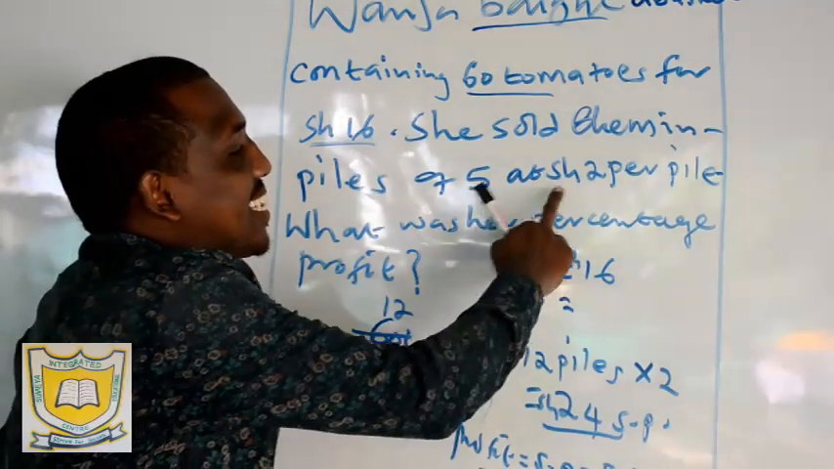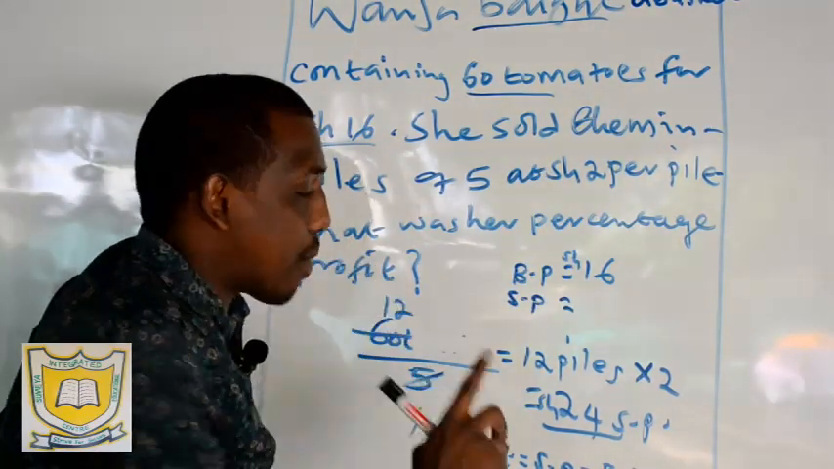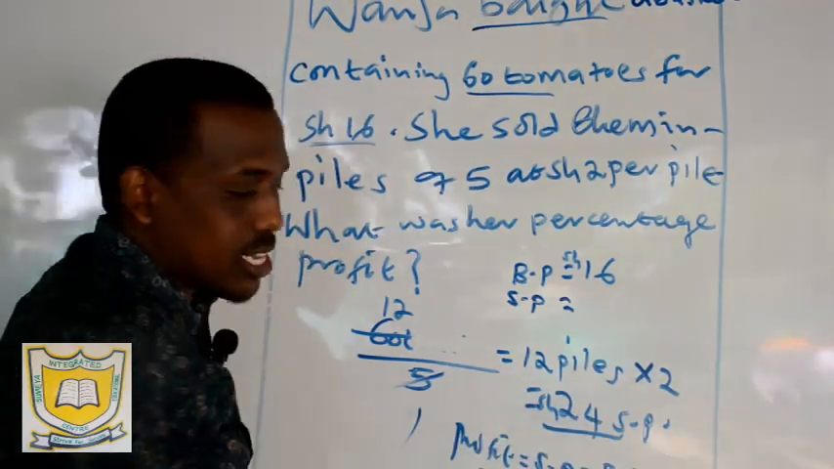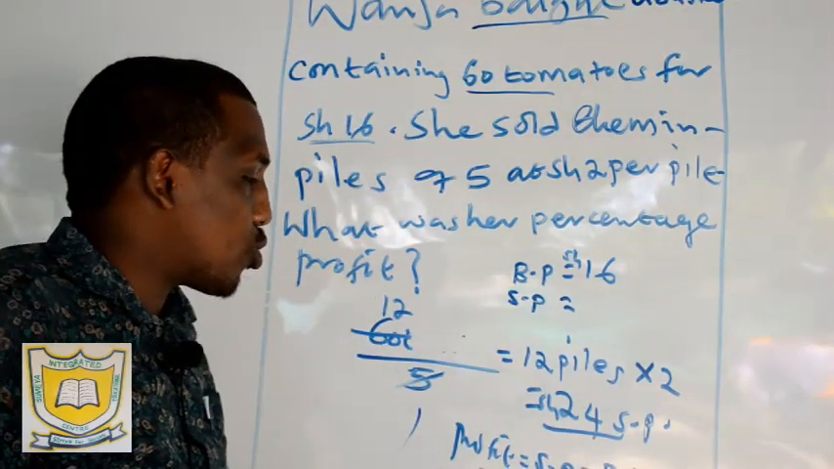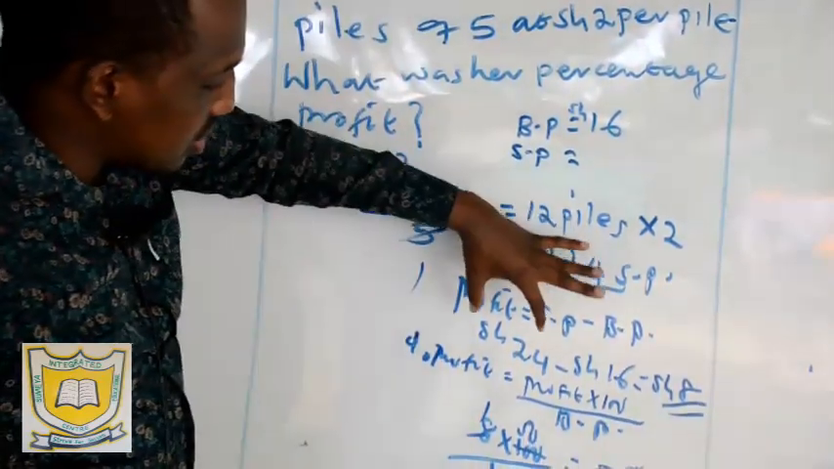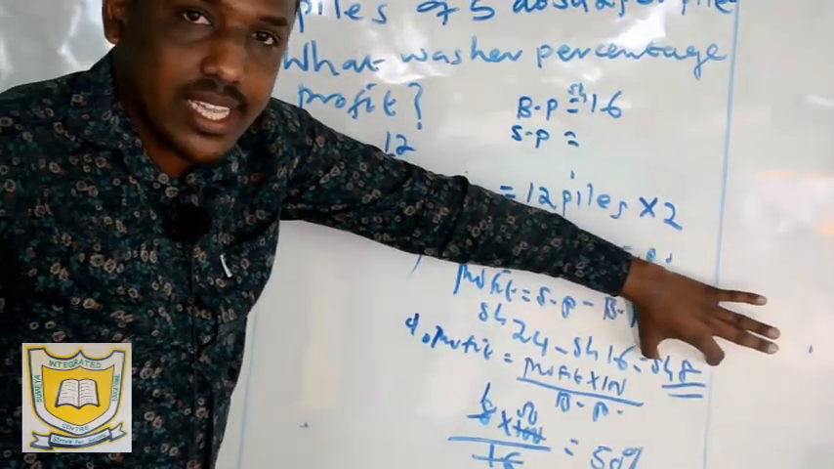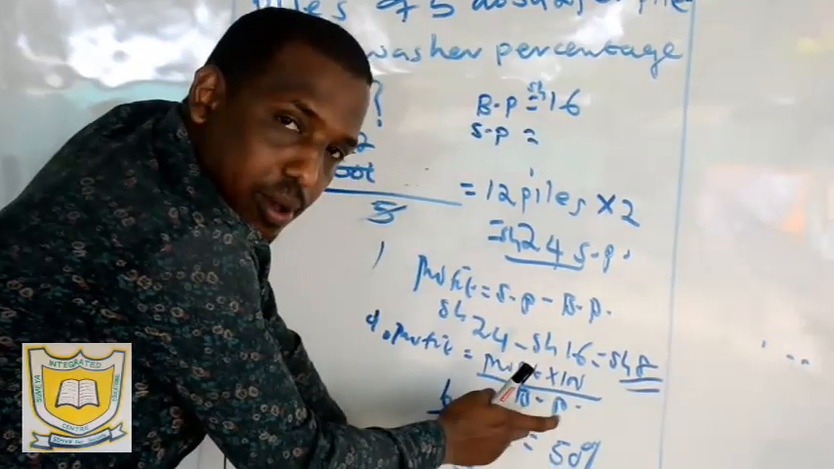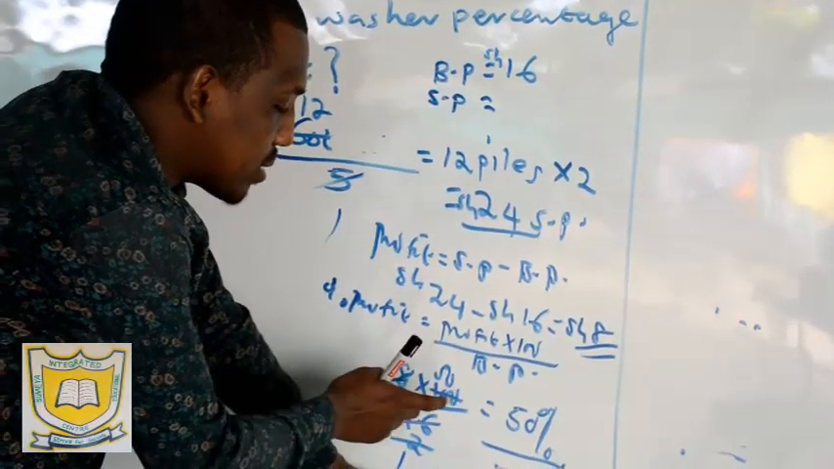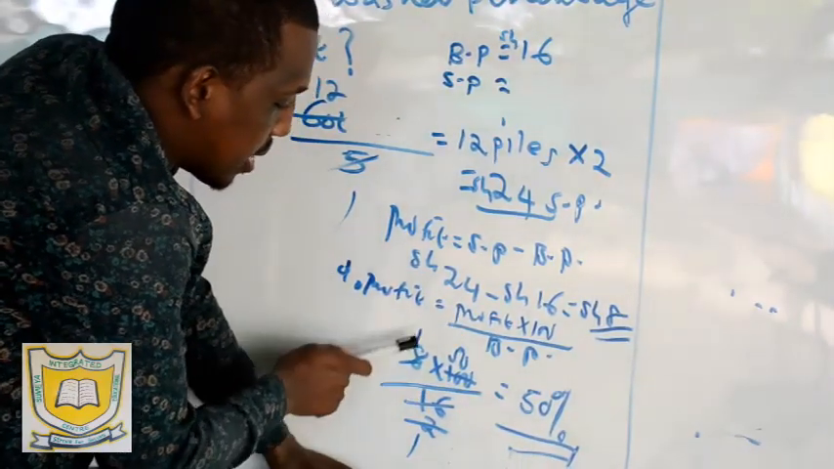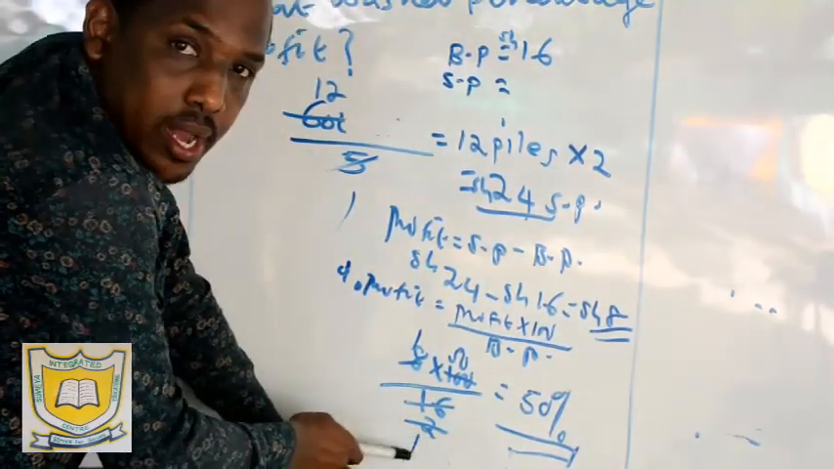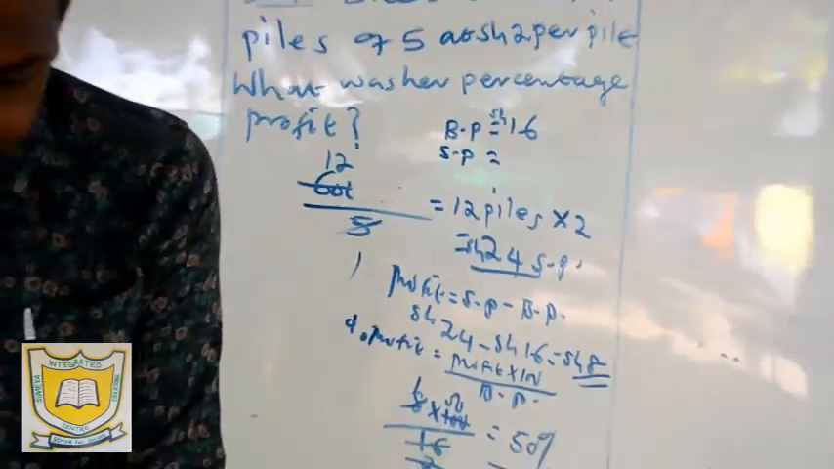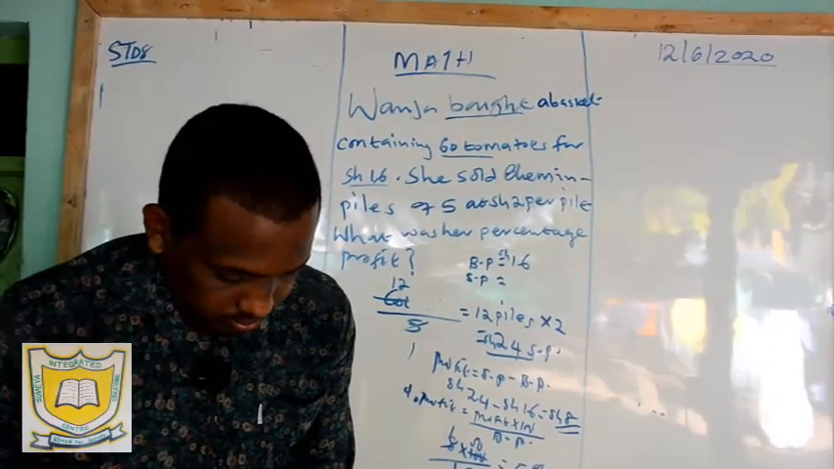At shillings 2 per pile, there were 12 piles times 2, now shillings 24. That is the selling price. Profit is equal to selling price minus buying price: 24 minus 16, you get 8. That is the profit. Percentage profit is equal to profit times 100 over buying price. Profit, which is 8, times 100 over buying price 16. By 8, 1; by 8, 2; by 2, 1; by 2, 50. 50%. That's how we get that question.